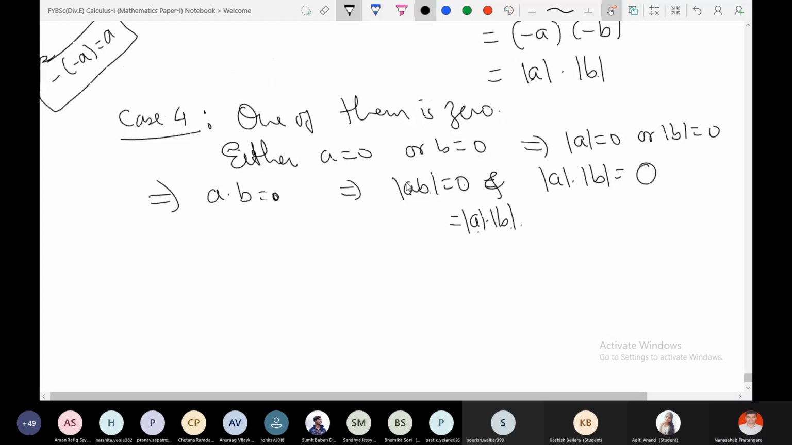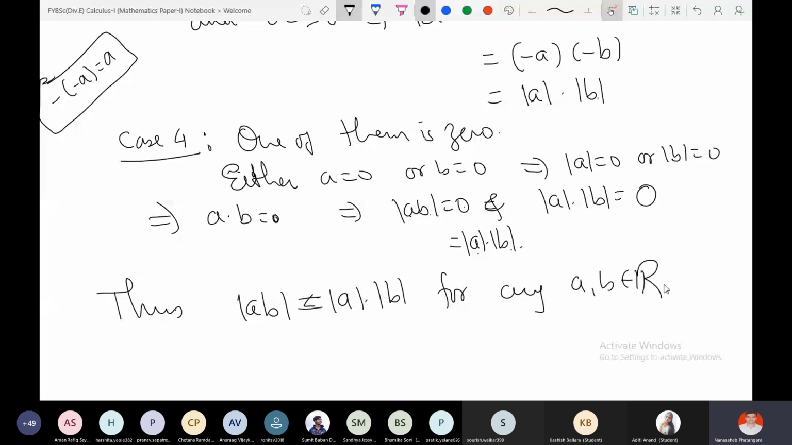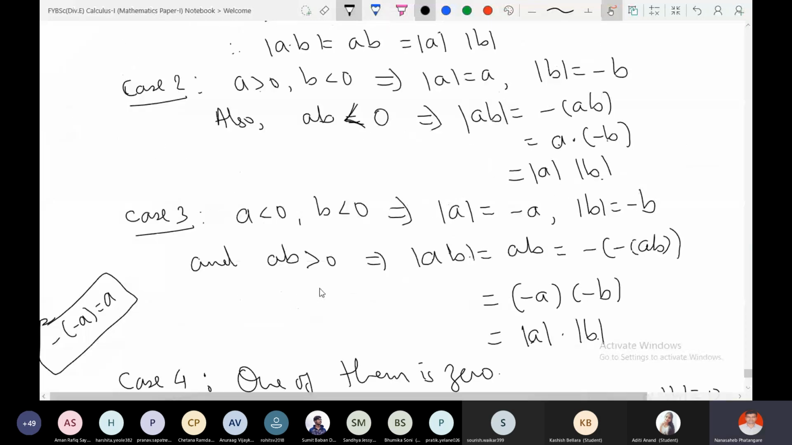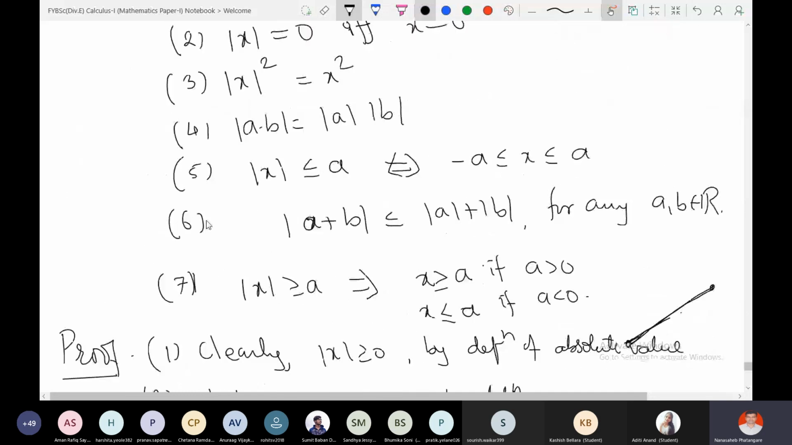Thus, what is the conclusion of all these four cases? The absolute value of AB is the same as the absolute value of A into the absolute value of B for any real numbers A and B, right? So this is our fourth part of the theorem. Now the third part is obvious. Why?